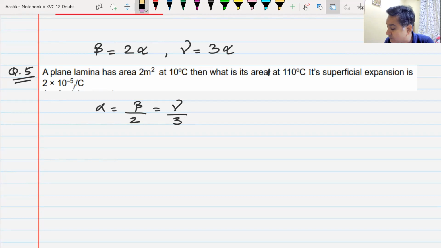Yes, what is the answer for this one? Straight away, put the formula, get the answer, stay happy. You can do it, yes or no? Again, whenever a question of thermal expansion comes, the only thing that you have to keep in mind is the formula.